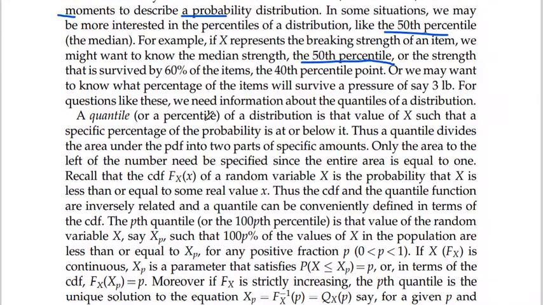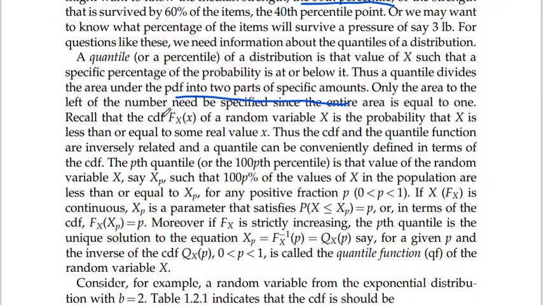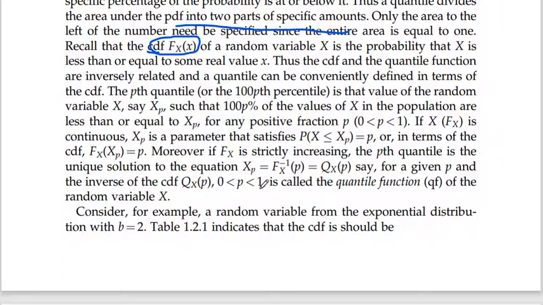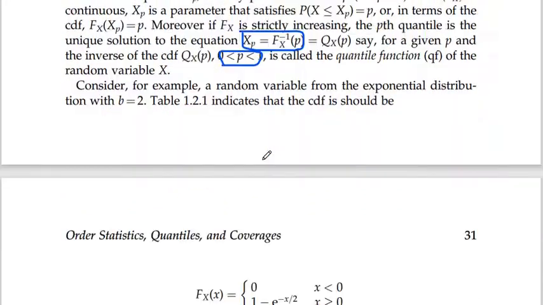A quantile of a distribution is the value of x such that a specific percentage of probability is at or below it. The quantiles divide the area under the PDF into two parts. This is an important point. We all know that F of x is the general notation for the CDF. When you are dealing with quantiles, our quantile value always lies between 0 and 1. This is the quantile notation: x_p equals F inverse of p.